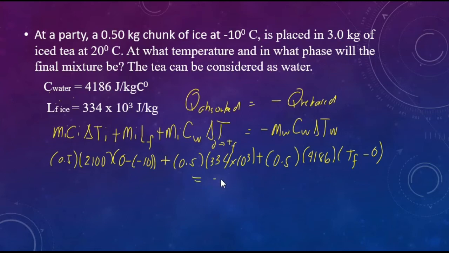Okay? So equals, we have mass of the water, negative, the mass of water is 3 kilograms. C of the water is 4186. Delta T of the water is final temperature, which is unknown, minus the initial is 20. Okay? So do not forget the negative here. So let's calculate.